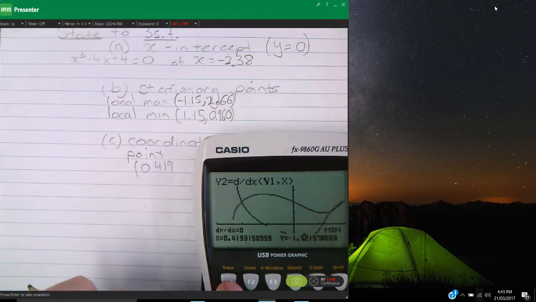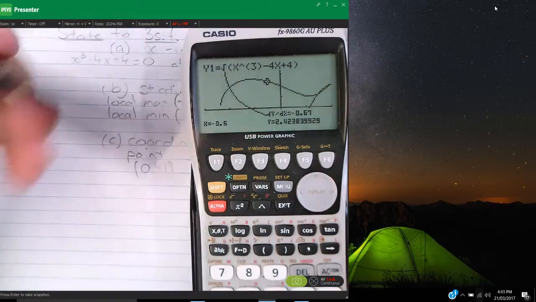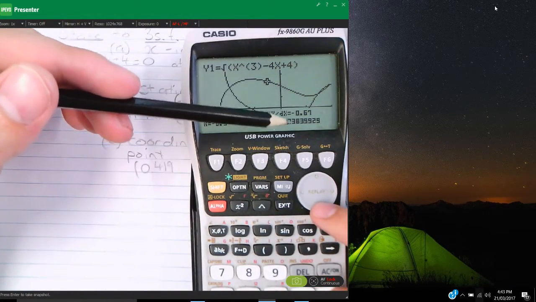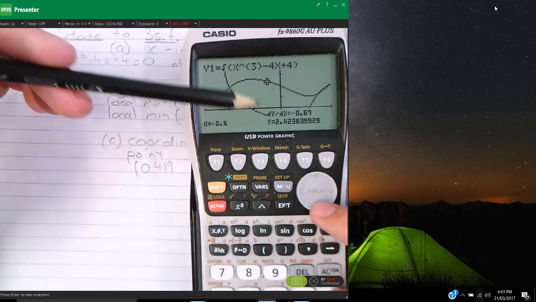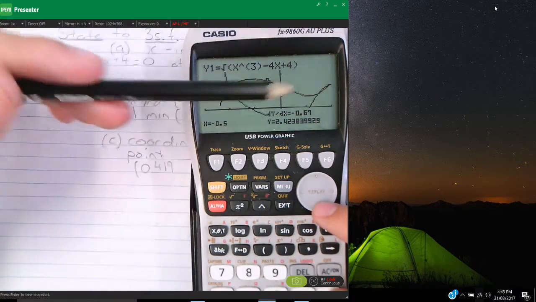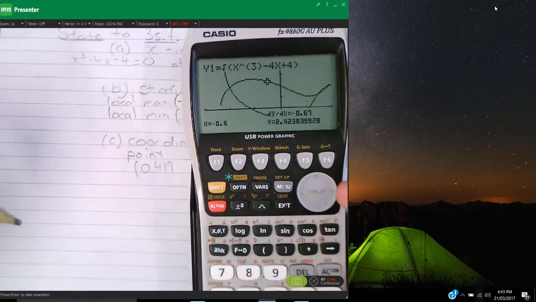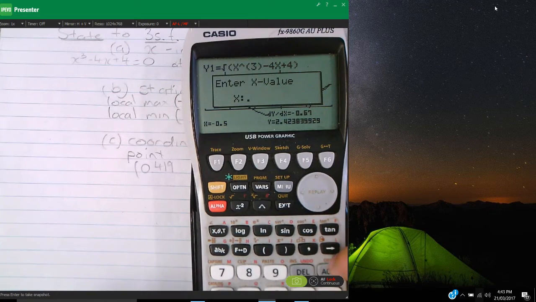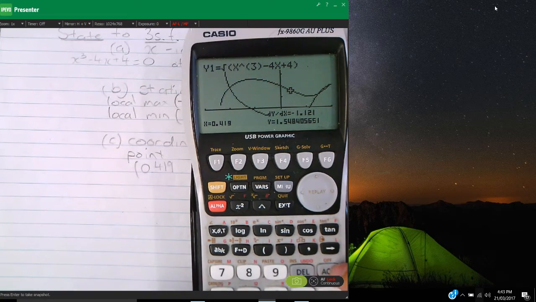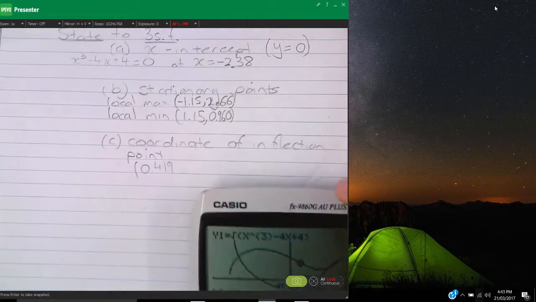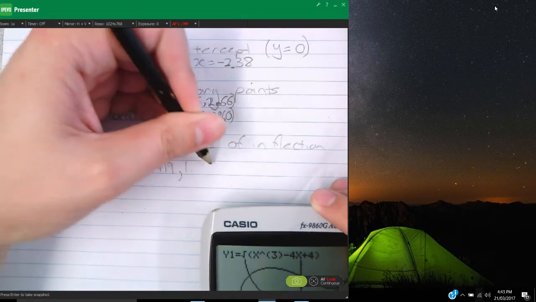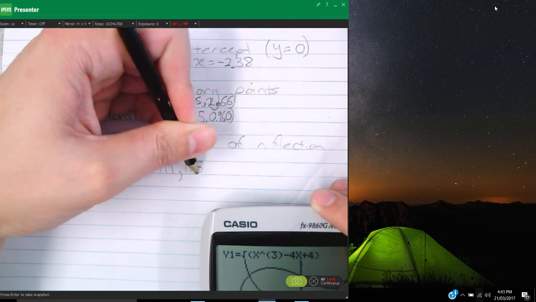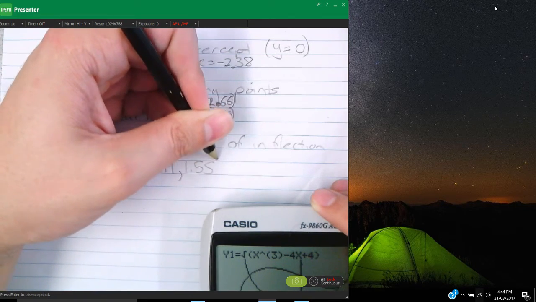What I'm going to do now is do trace. I actually want to find the y coordinate, because the y coordinate I had there was the y coordinate of the derivative, which is basically the value of the slope, not the value of where the inflection point occurs. So I'll do trace, and I can type in 0.419. Okay. Yep, that was basically where I thought it would be. So 0.419, and the other part of the coordinate is 1.55, so 3 significant figures.